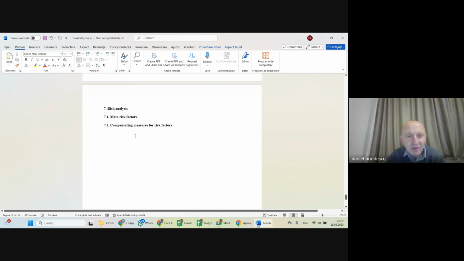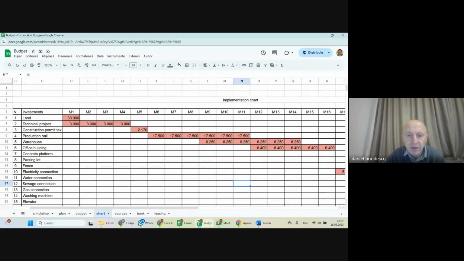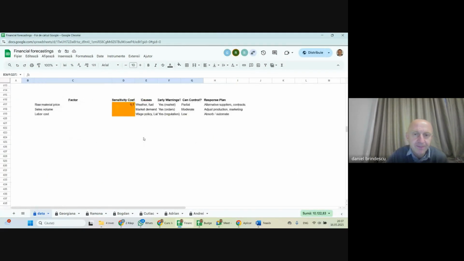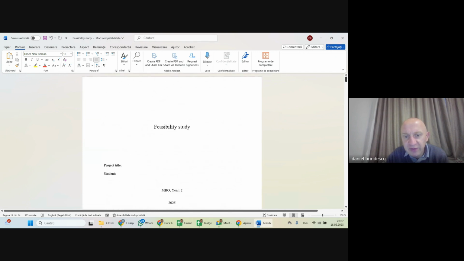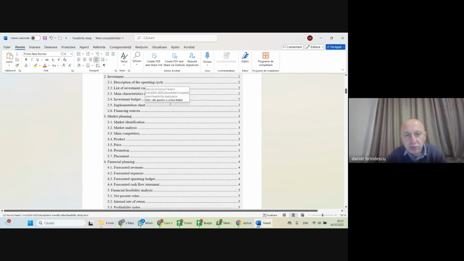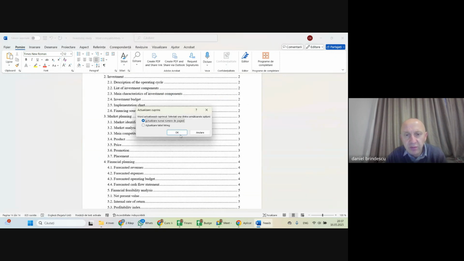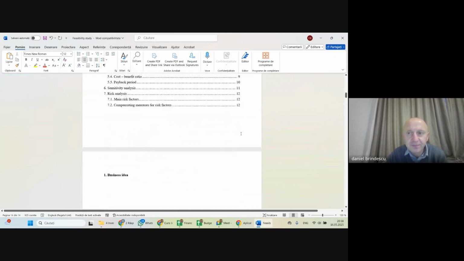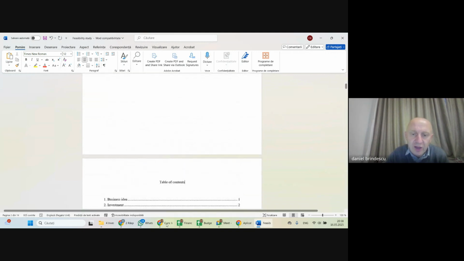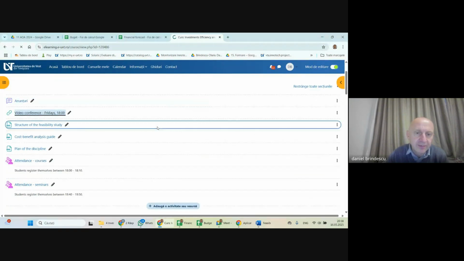And then for the risk analysis, you can simply prepare maybe a table such as this one. Hopefully you will develop it a little bit more. And then, as you have the final form of the feasibility study, of course you correct the table of contents and you upload it on the platform.